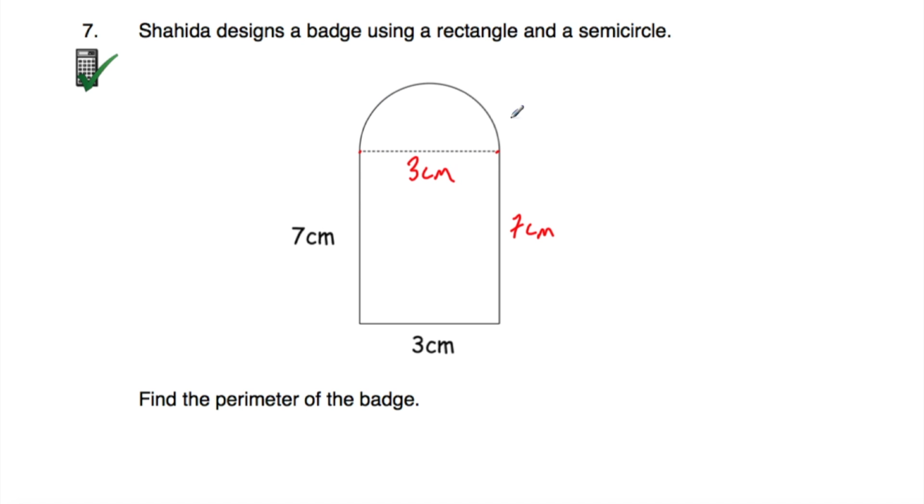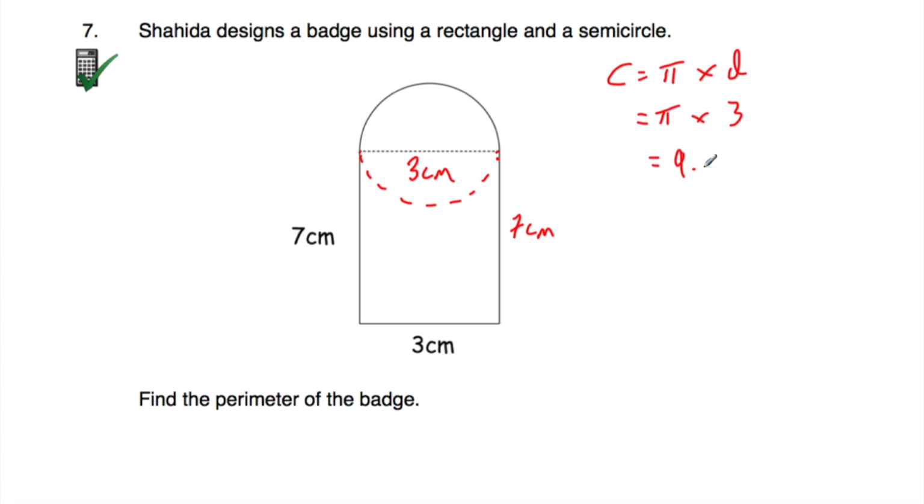So if we can find the circumference of the whole circle, so let's turn it into a whole circle, and if we do circumference is equal to pi times diameter, we can find the circumference of this circle. And then once we find the circumference of the circle, if we half it, we can find the length of that arc. So we're going to do pi times, and the diameter of the whole circle is 3, so pi times 3, and that'd be equal to 3 pi.